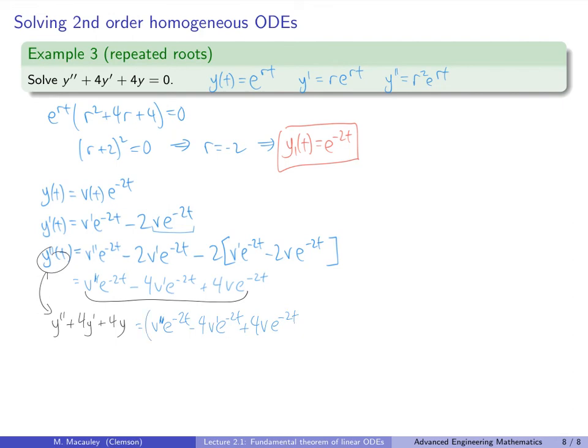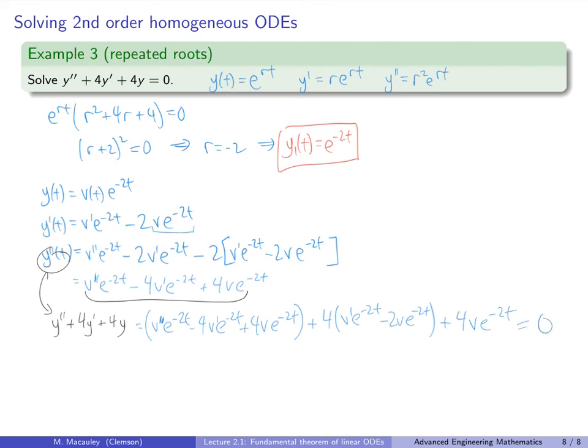Okay, my next term is plus 4y prime, so plus 4 times this guy: 4 times v prime e to the minus 2t minus 2v e to the minus 2t. And finally, plus 4y, or 4y is 4 of these guys, plus 4v e to the minus 2t. And this whole thing equals 0.